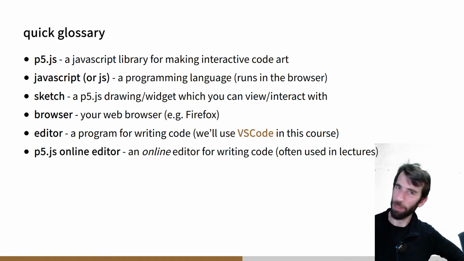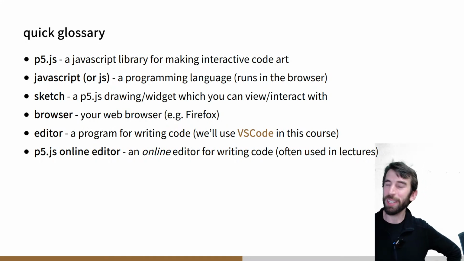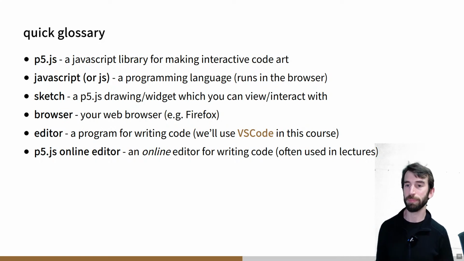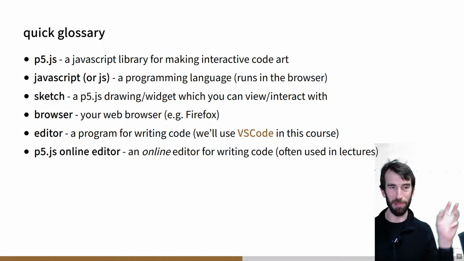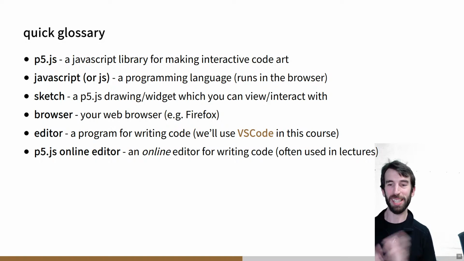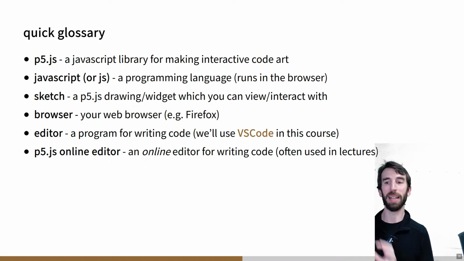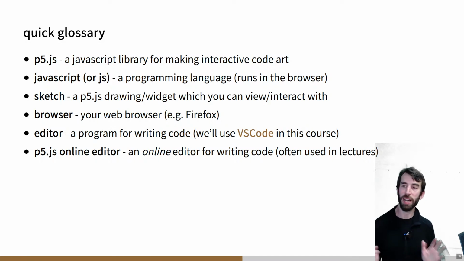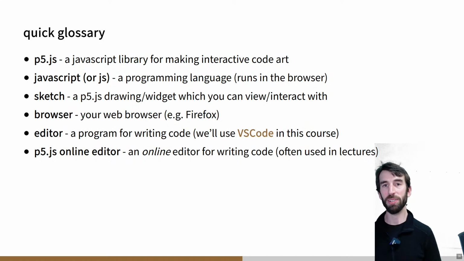Well, that's a very weird word, isn't it? But what it is a system for allowing us to make art with a computer in a very accessible way. It's what we call a library, which is a very confusing thing to say, but it's a system that lets us make interactive code art in a programming language called JavaScript. Well, okay, but what's JavaScript?